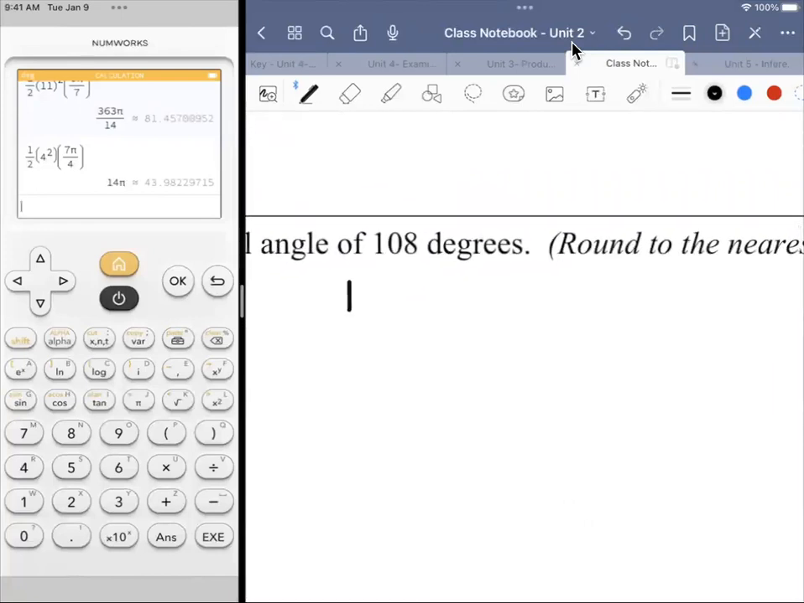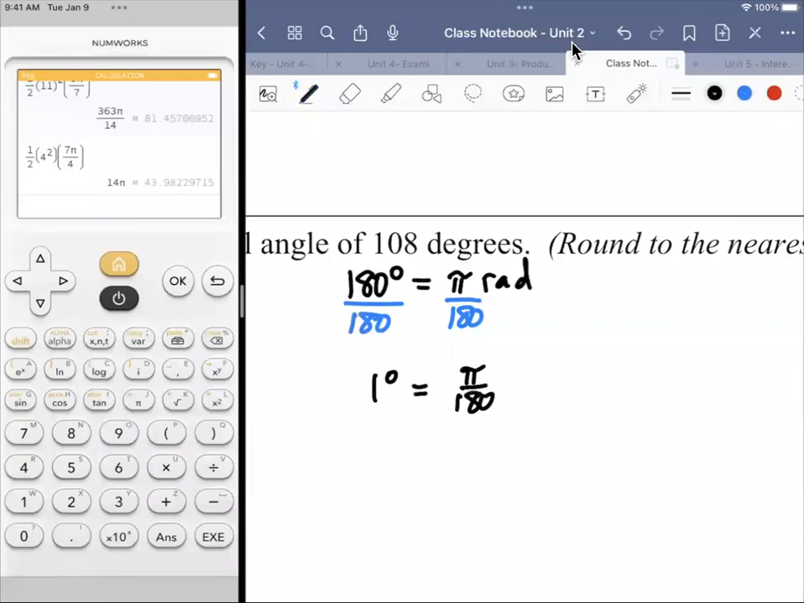Actually, let me do it the longer way. There are shortcuts, but I think it's nicer to at least understand where this is coming from. We talked about this last time, but very quickly, 180 degrees is the same as pi radians. I need this 180 to become a 108, so I could divide both sides by 180. That leaves me with 1 degree is equal to pi over 180 radians.